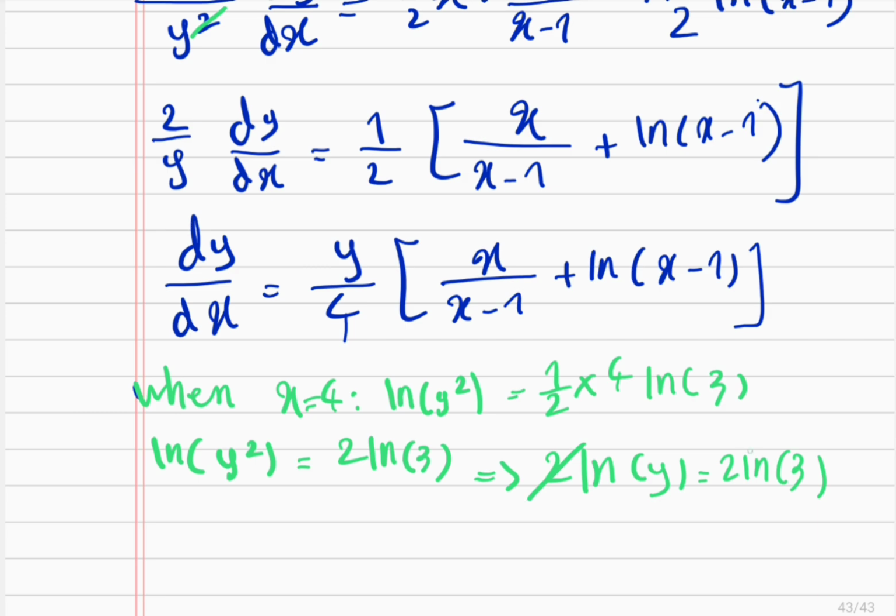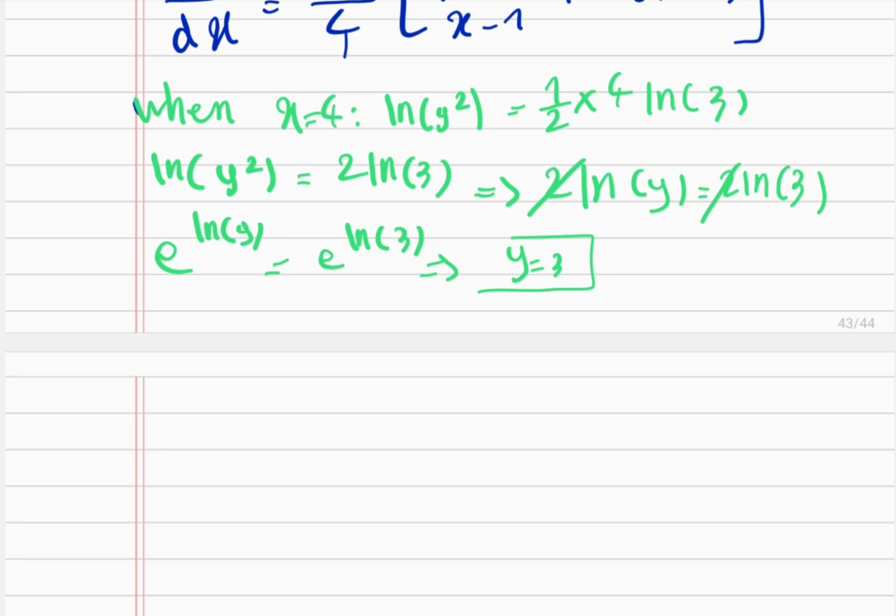At this point we cancel out the 2's, and we only have ln y is equal to ln 3. Then we take the exponential: e to the power of ln y is equal to e to the power of ln 3, which means y is equal to 3. So now we know the value of y is 3. We are at a position to substitute 3 and 4, where 4 is the x coordinate and 3 is the y coordinate, into dy dx to find the gradient.